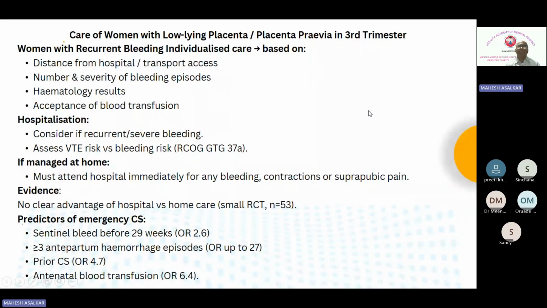So if we are dealing with low-lying placenta or placenta previa, and there is a history of bleeding before 29 weeks of gestation, or more than 3 episodes of antepartum hemorrhage, or prior cesarean section, they are less likely to resolve. Because we are dealing quite early in the gestation, they are likely to stay like that, and these patients are likely to have an emergency cesarean section.